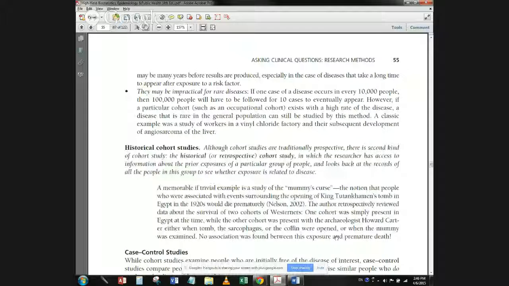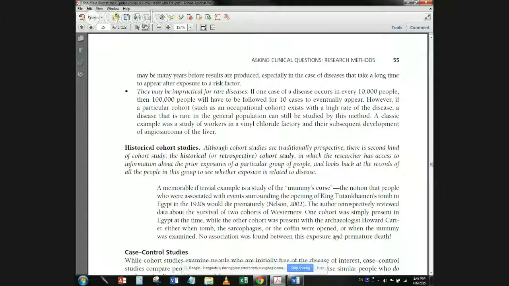Historical cohort studies. Although cohort studies are traditionally prospective, there is a second kind of cohort study, the historical or retrospective cohort study, in which the researcher has access to information about the prior exposures of a particular group of people and looks back at the records of all the people in this group to see whether exposure is related to disease. A memorable, if trivial, example is the study of the mummy's curse, the notion that people who were associated with events surrounding the opening of King Tutankhamun's tomb in Egypt in the 1920s would die prematurely.